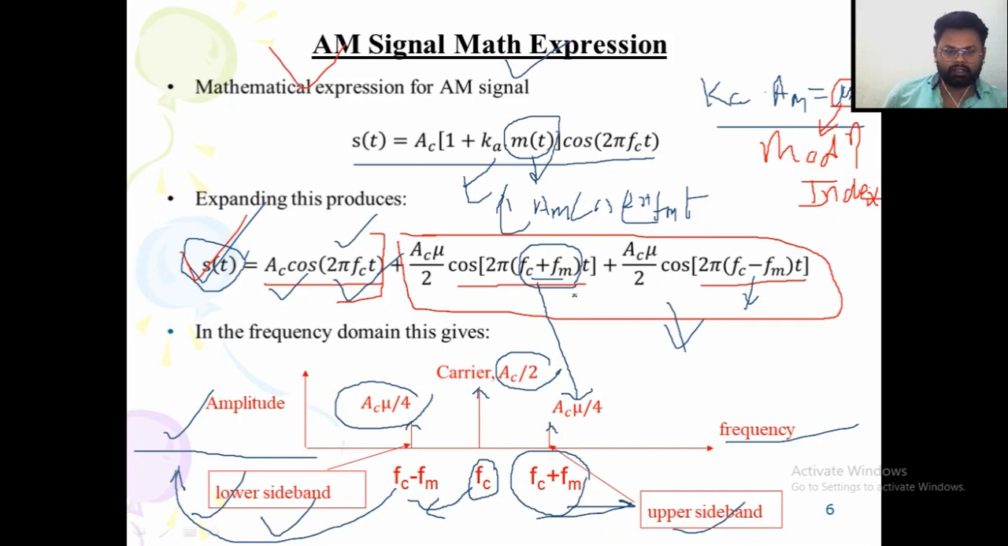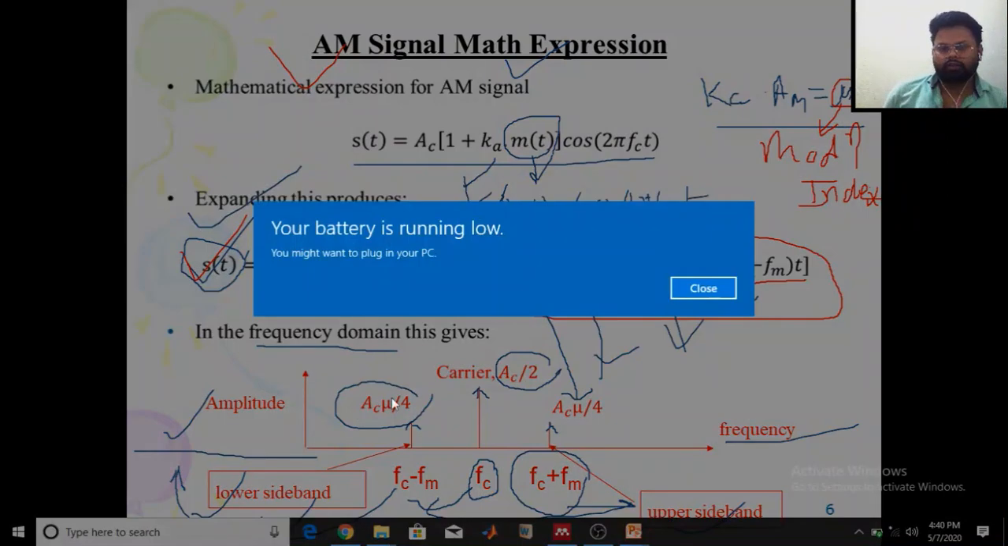If you are observing this frequency domain analysis, this is called the upper sideband and lower sideband, right? So this is all about the frequency domain analysis of the expansion of AM signals, right?